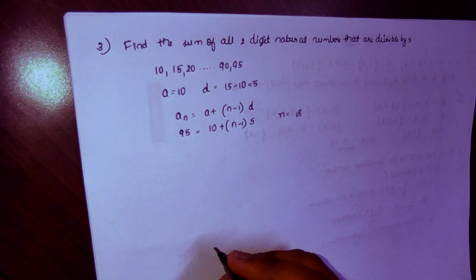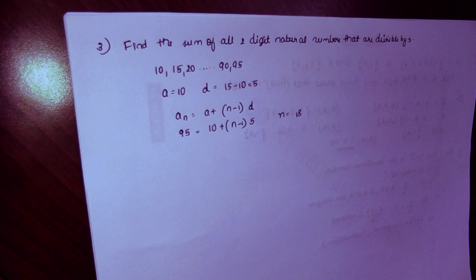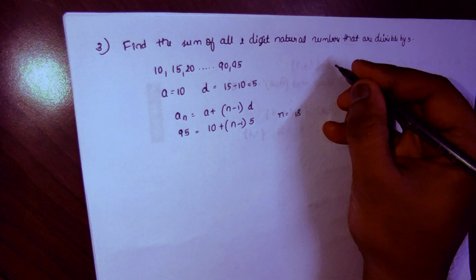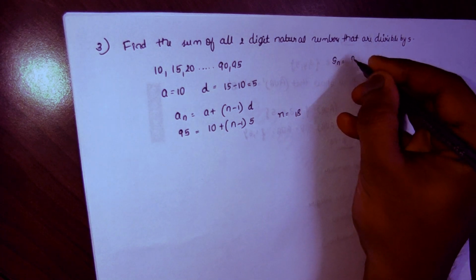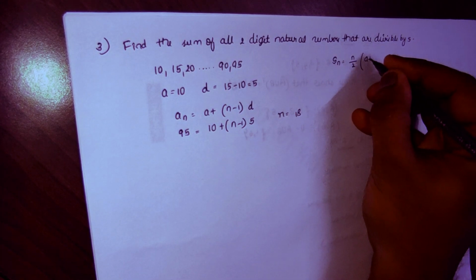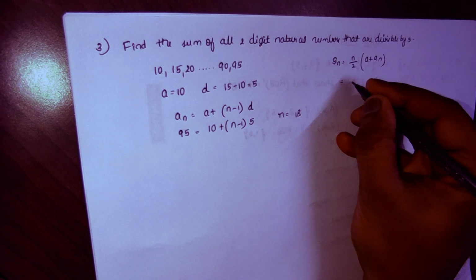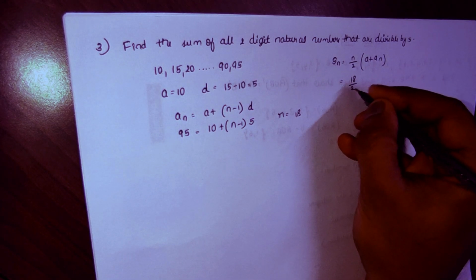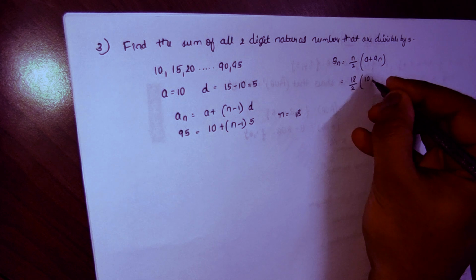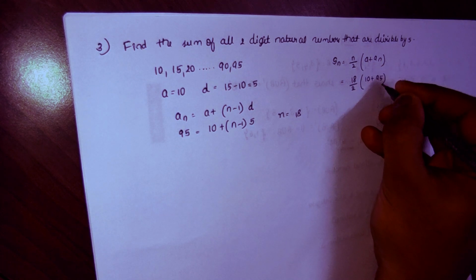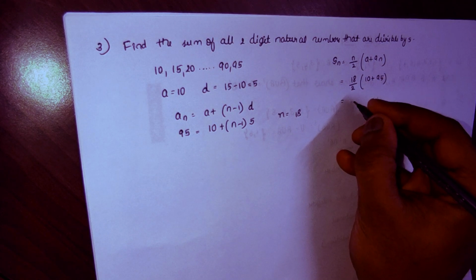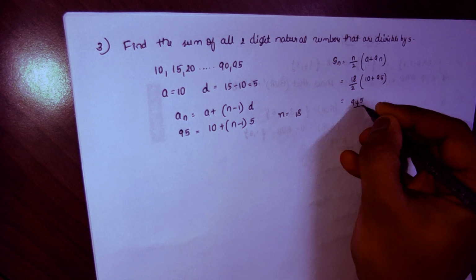Now you have to find the sum. To find the sum, the formula is given by Sn equal to n by 2 into (a plus an). We know the value of n, that is 18 by 2. The first term is 10 and an is equal to 95. By solving this we get the sum, that is 945.